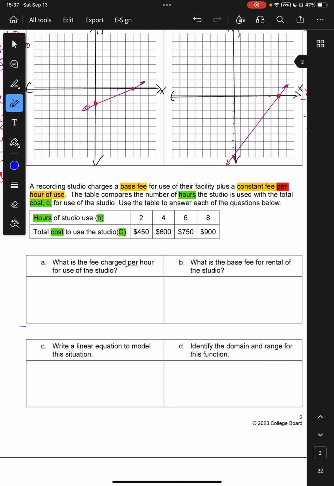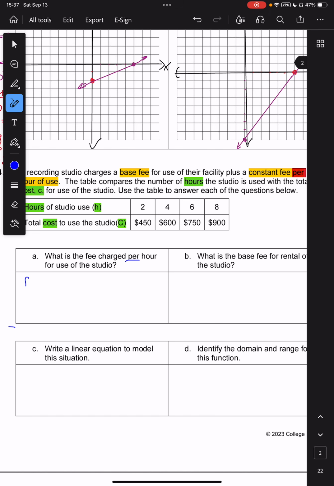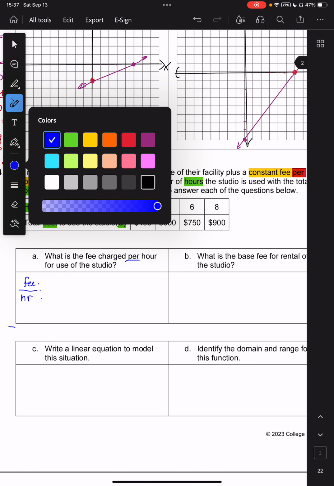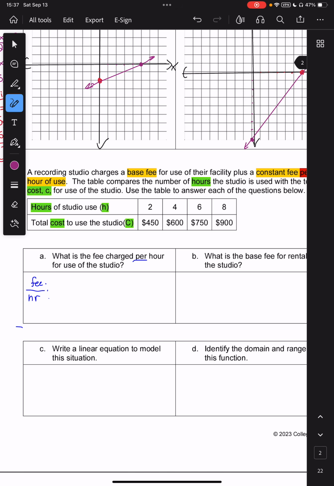So what I like to do when I try to think of how we do that is let's look at our units. So it's the fee per hour. And when I think of the word per, I think of division. So that's where we get fee on the top, per in the middle, hour on the bottom. So we don't have the fee, but we do have the cost per hour. So in our equation, right, we have cost over here.